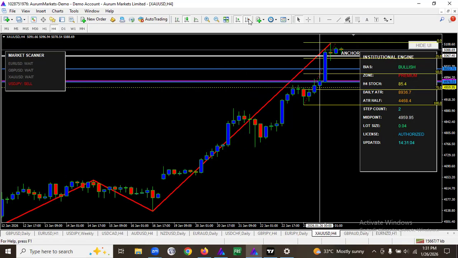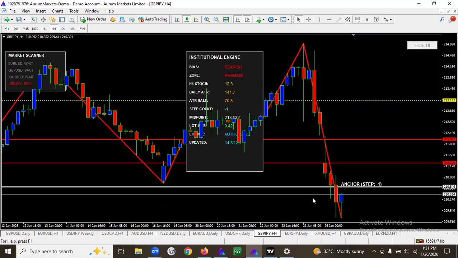If the daily candle closes bearish, we should be considering selling gold to a discount area. Then from the discount, you can look for buys. I hope that is clear. Let's look at one more pair. Okay, GJ.